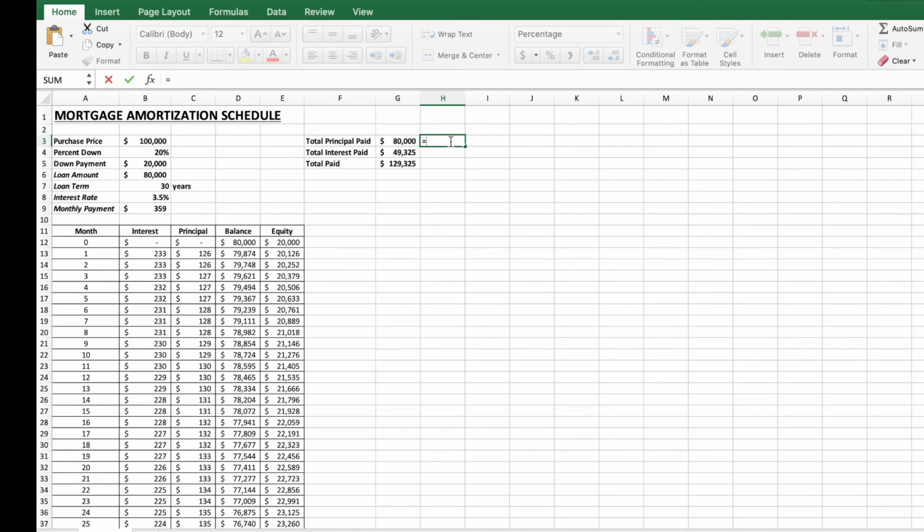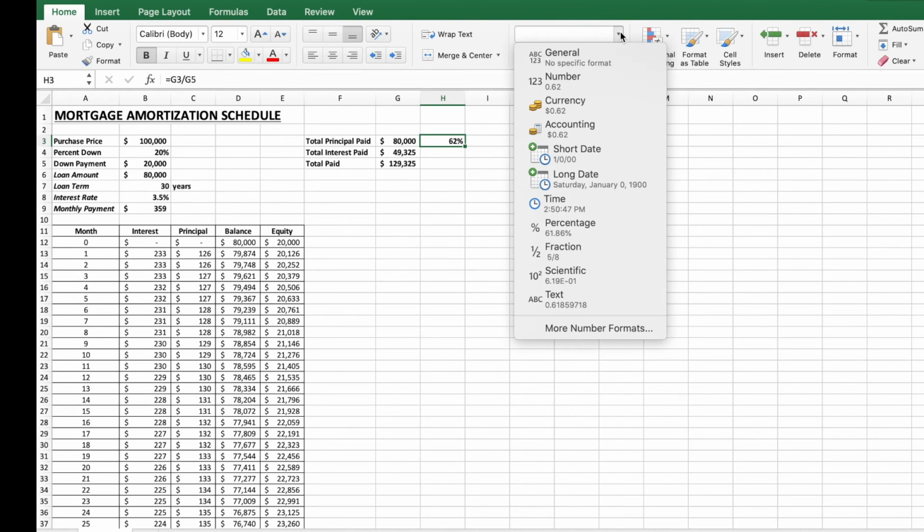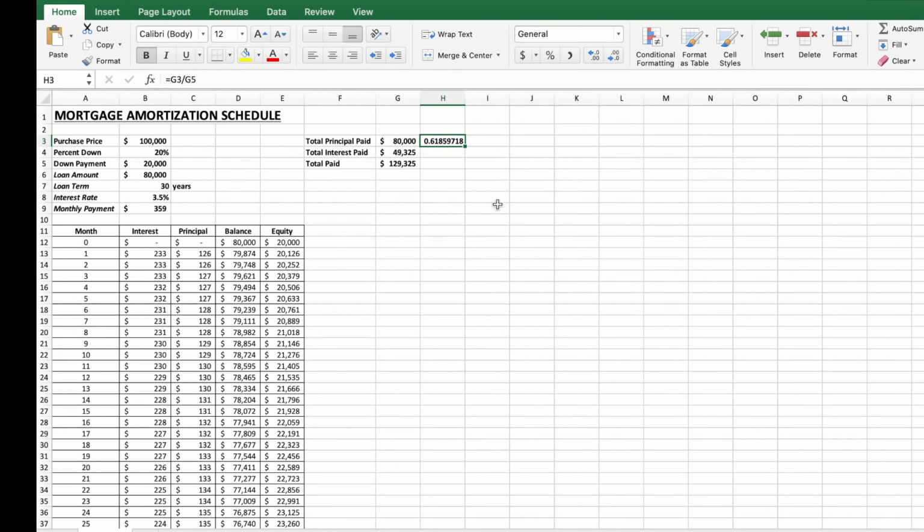The last thing I want to know is what percentage of the total amount I paid for my mortgage went to principal versus interest. So to figure that out, I can say equals, click on the principal paid, divide that by the total paid, and it shows me 62%. Yours might not show up as 62% originally. If you're in the general, it might show up as 0.6 something. And that's fine. If it's like that, then just press percent and it'll switch to percent for you.